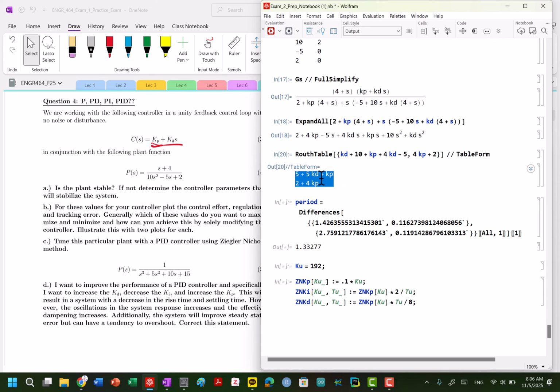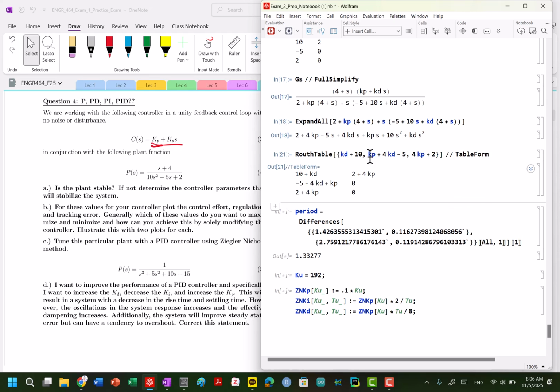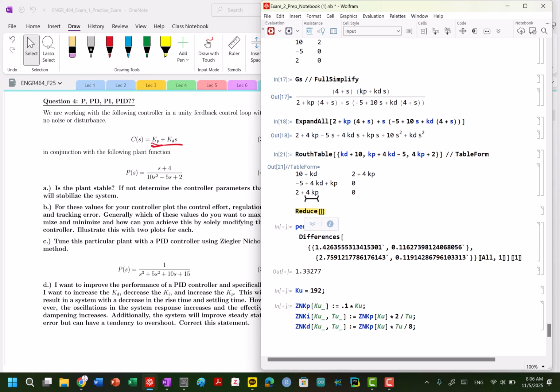So we can go ahead and say that actually there should be 3 values. Yeah, I think I made a mistake here. So 10 KD plus 10, comma, KP plus this. That looks better. All right. So we have several conditions. Let's do reduce, and then we'll set up. So we need this to be positive, so we need this greater than 0. We need this greater than 0. And then finally, we need this greater than 0.